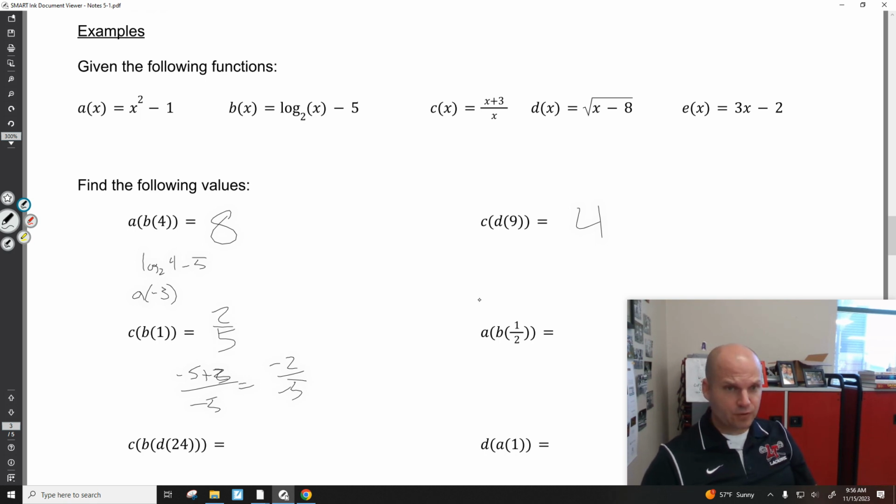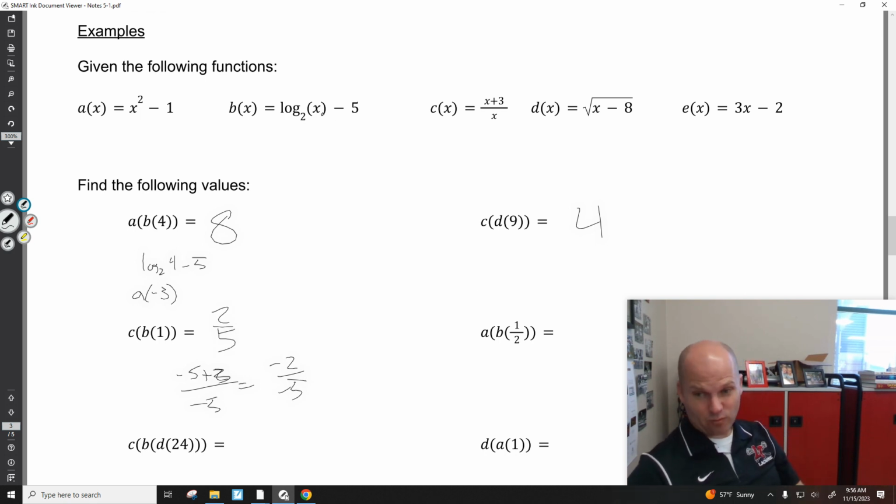B of a half is negative 1. 2 to the negative first is a half. If you're not sure what that is, you got to rewrite it as an exponent. Negative 1 minus 5 is negative 6. A of negative 6 is 35.